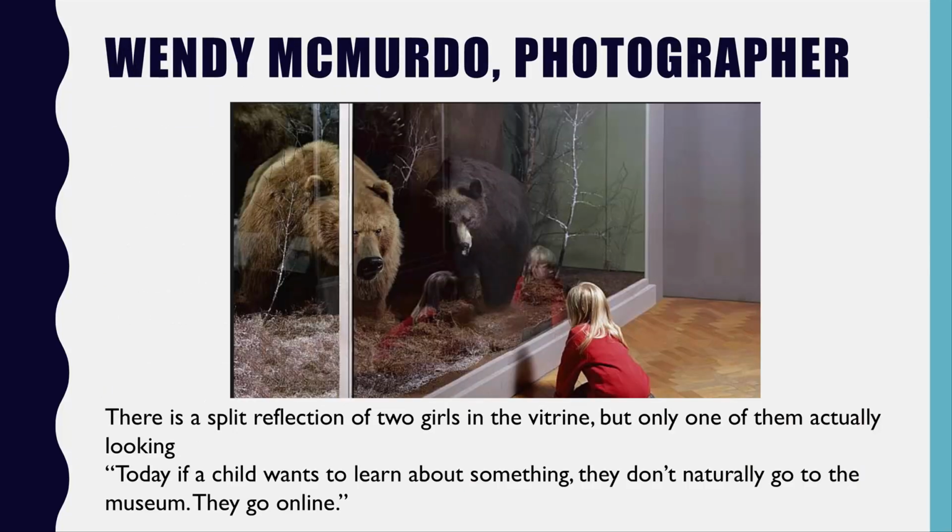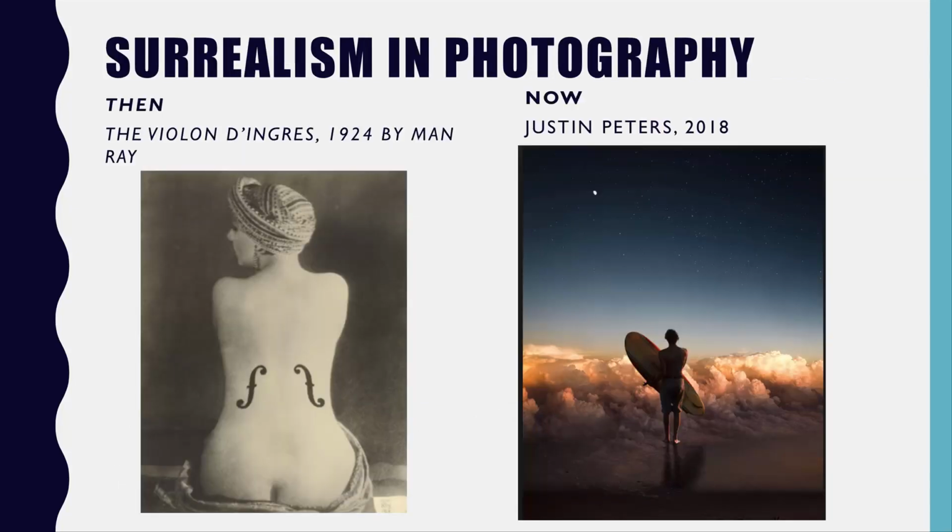And if you look closely at this photograph, the girl has two reflections. And she wrote this because, and I have the quote at the bottom, it says, "Today if a child wants to learn about something, they don't naturally go to a museum. They go online." And so she liked this idea of capturing children going to a museum and how things are different. It was just allowing her to process her childhood versus what maybe children do today.